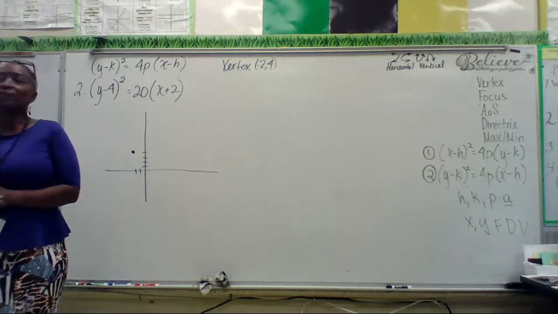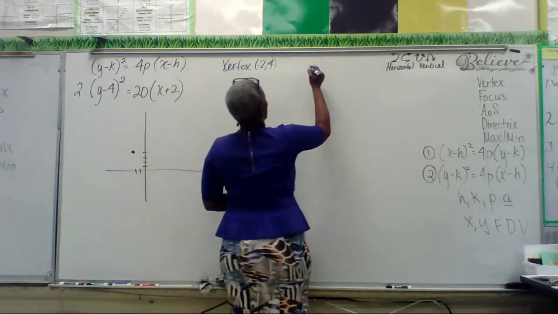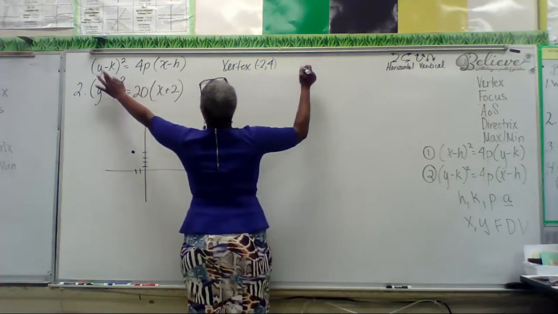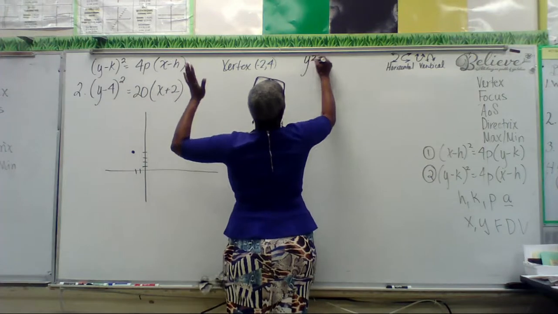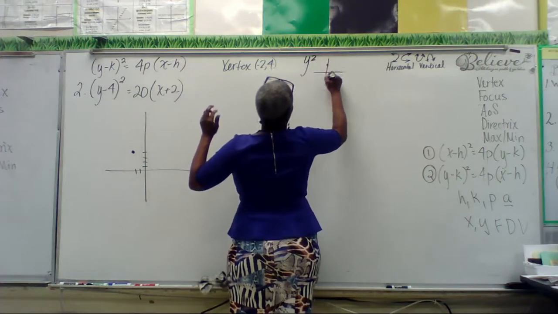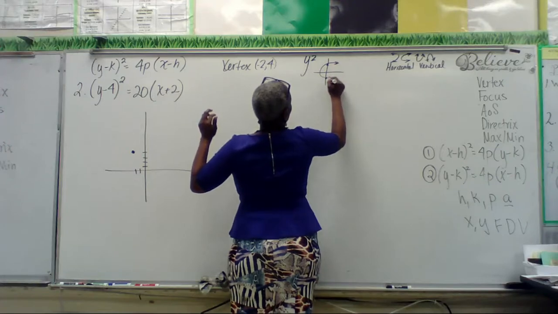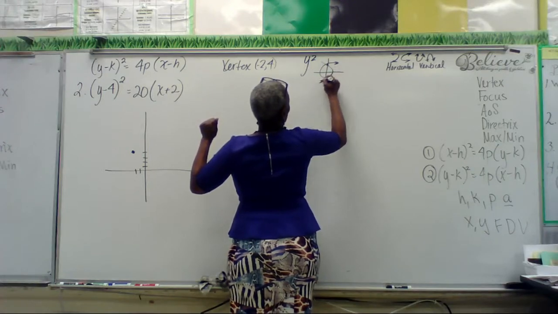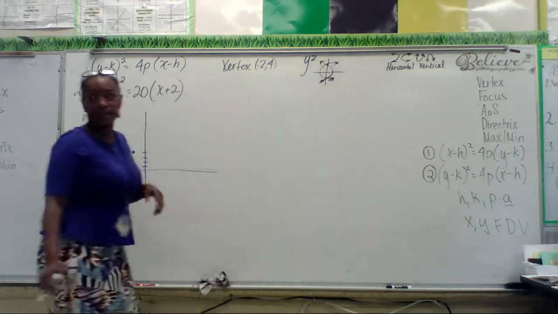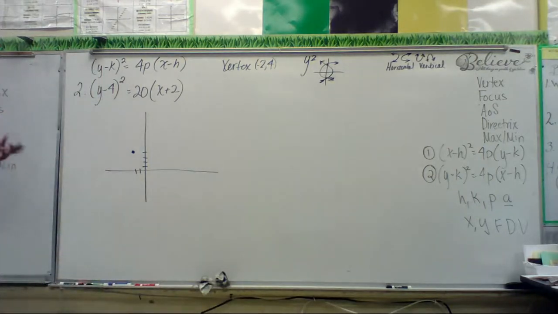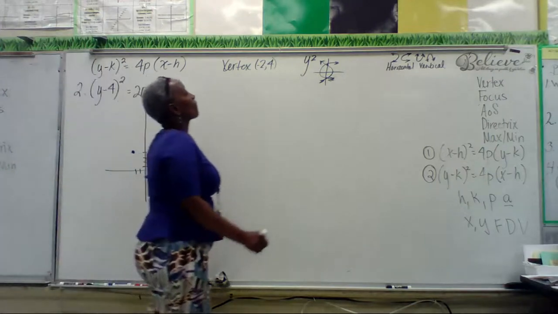Which way is it gonna open? Come on, class. Which quantity is squared? Come on, draw it in your notes. If y is squared, we can have some y value here, so it's gonna open what? It's gonna open this way, left or right. Okay, right? Right, class? So which way is it gonna open? Is p positive or negative? Positive. You can see it?